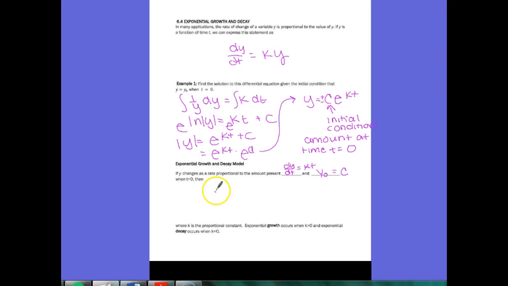Oftentimes, you're going to see this look like y equals y naught e to the kt. Didn't we show that equation yesterday? Yes, that's what I said. Today is the follow-up to yesterday, where now we're going to talk about what exponential growth looks like, what they give you, and how we look at this. It's going to be more word problems. Yesterday was a lot of just straight problems. Today is a little bit of word problems.